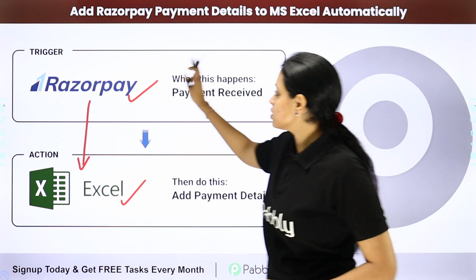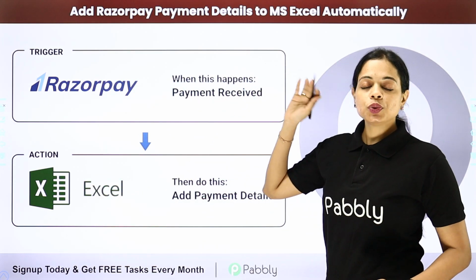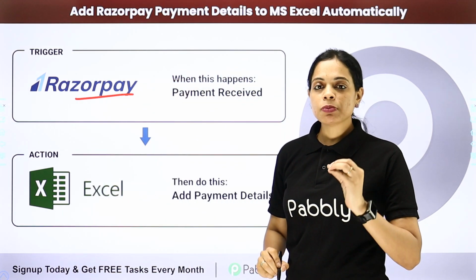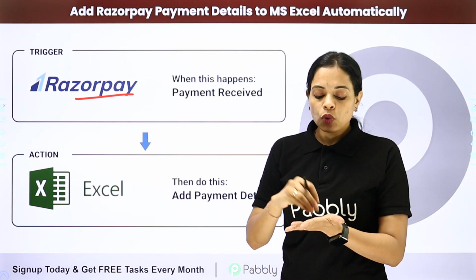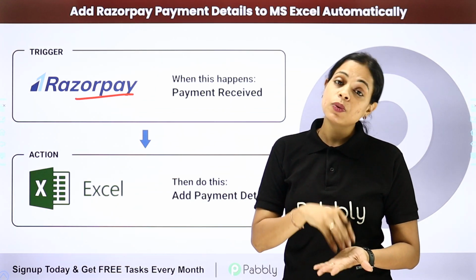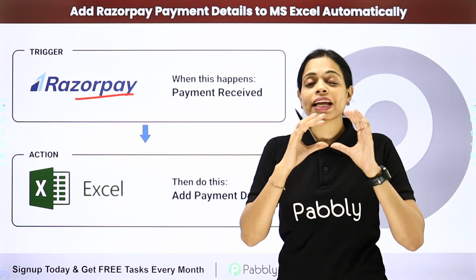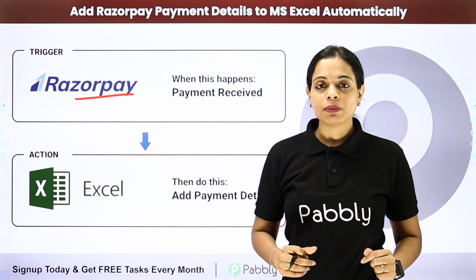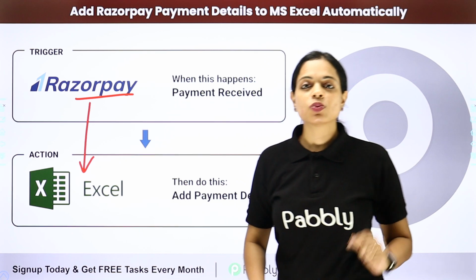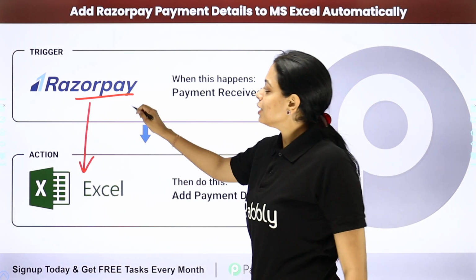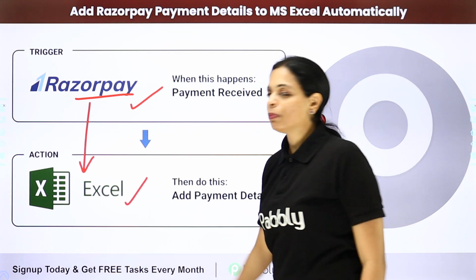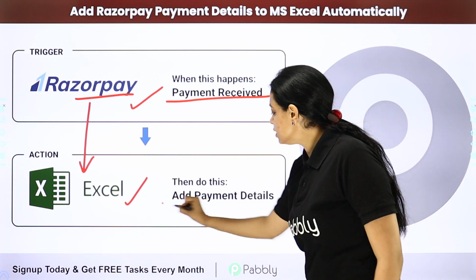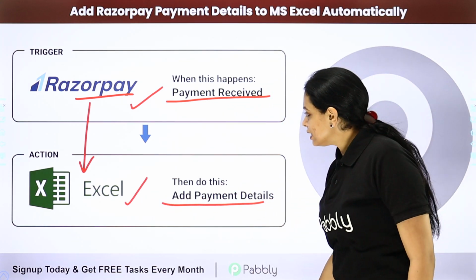Let's see another example. So here, let's say that you are using any payment gateway. I have taken the example of Razorpay. Now, every time a payment has been made for any particular thing, what you want is the details of the payment as well as the user details who has made the payments. You want everything to be organized in your Excel spreadsheet without you writing anything manually. So how can that be done? For this, again, you will be integrating the two applications with the help of Pabbly Connect. Here your trigger application will be Razorpay and your action application will be Microsoft Excel. So the moment the payment has been received, captured, automatically the details would be added to your spreadsheet.